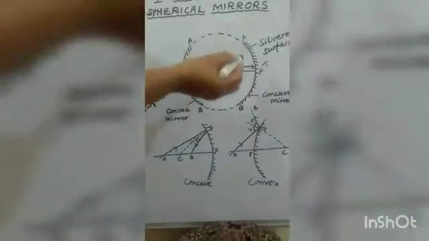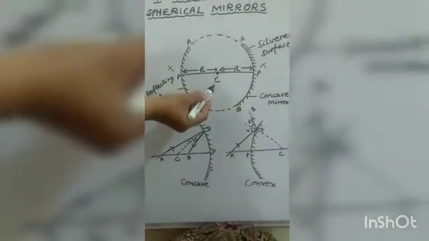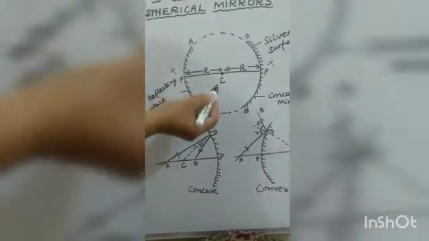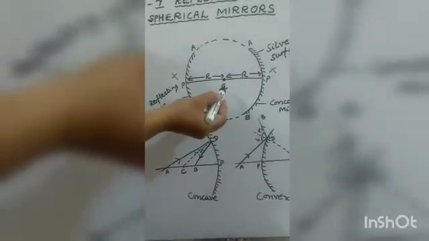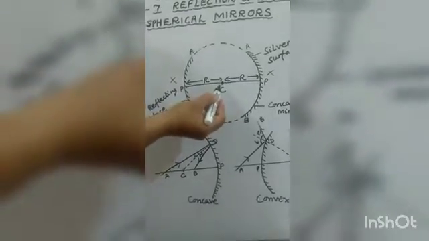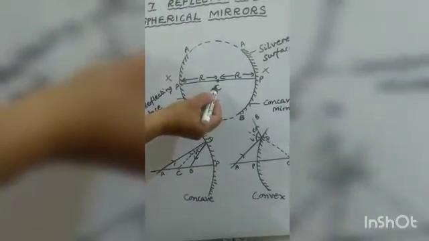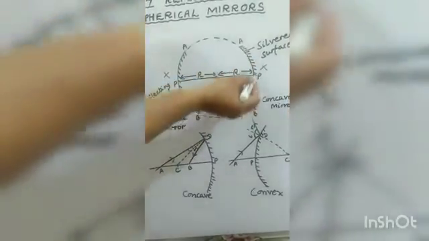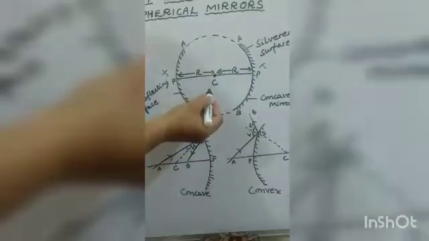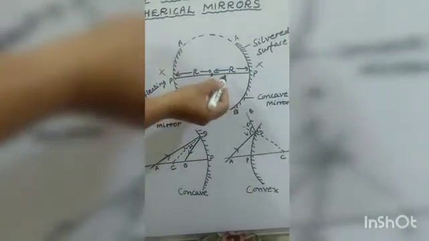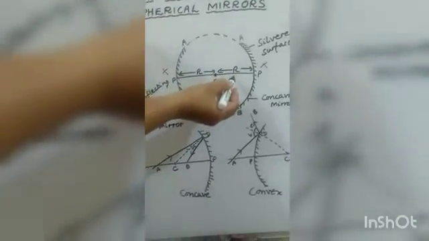Now some terms related to these spherical mirrors. Center of curvature. The center of the sphere of which the mirror is a part is called the center of curvature, and it is represented by the symbol capital C. Now what is radius of curvature? The midpoint of the mirror is called the pole, and the distance between the center of curvature and the pole is called the radius of curvature, and it is represented by the letter R.